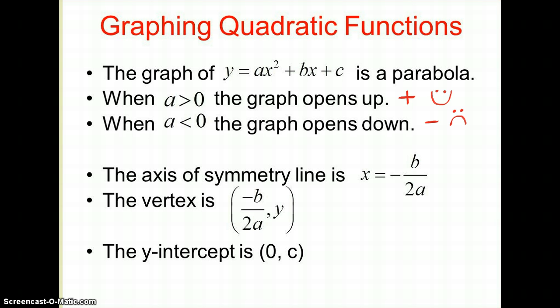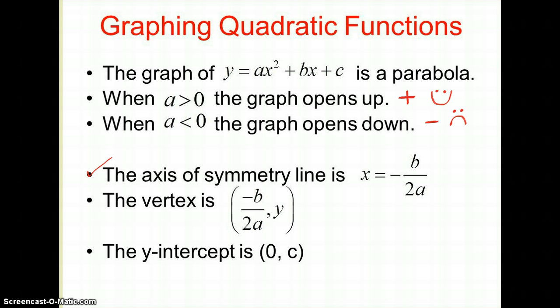Now, the other things that I can calculate about my graph are some essential points for graphing. The first one is the axis of symmetry, which is a line where x equals the opposite of b over 2a. The b and the a are numbers that come from my original equation.